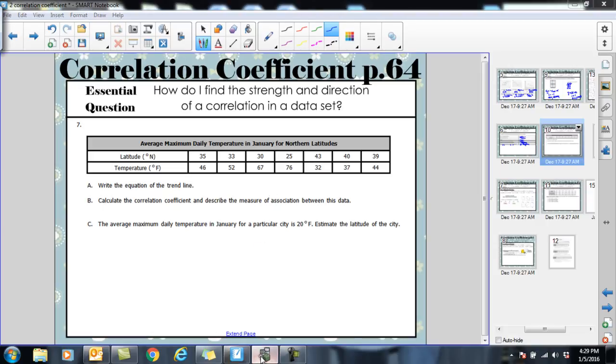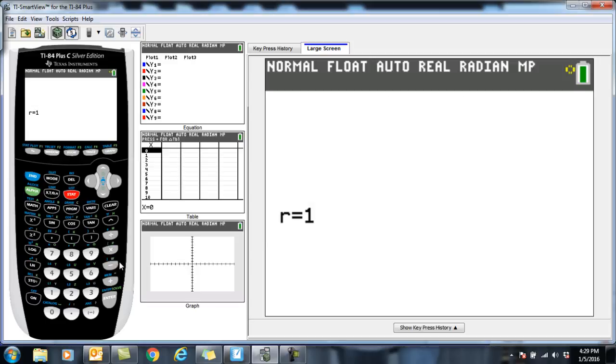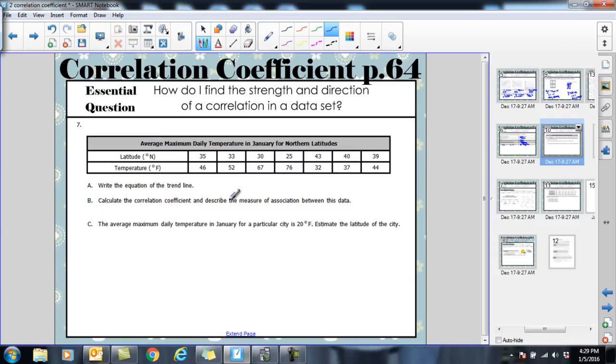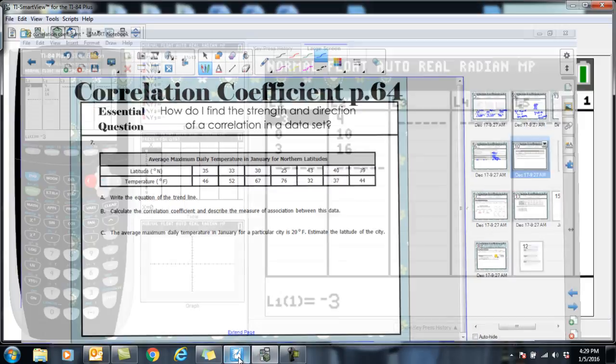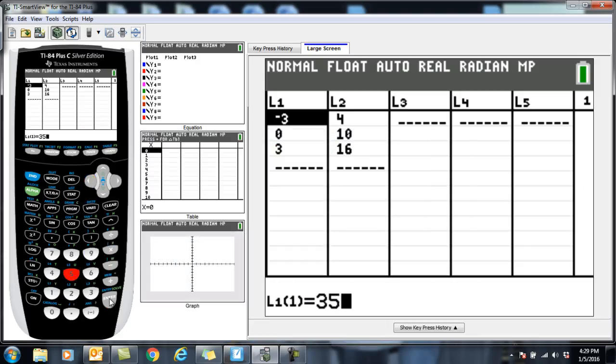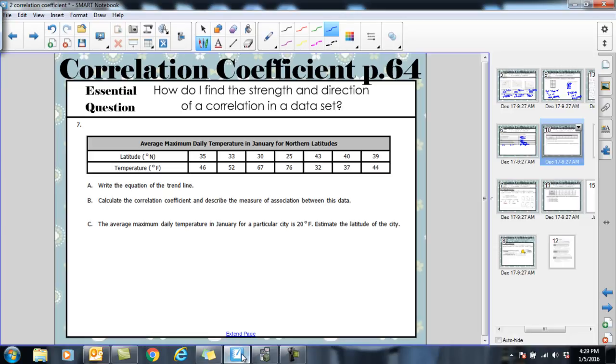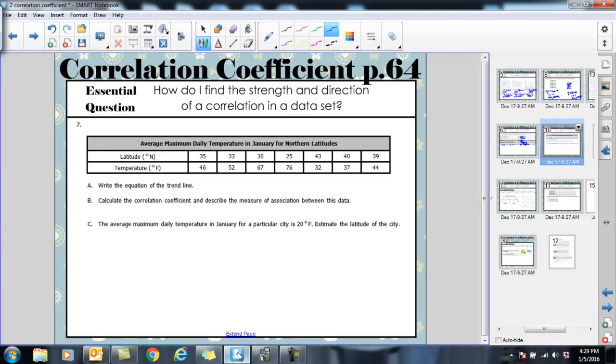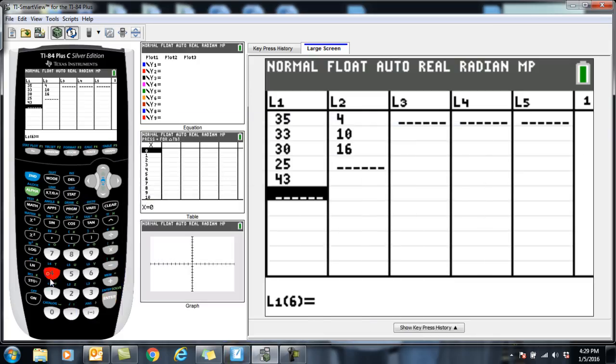So I've got to go to my calculator, go to Stat and Edit, and I need to enter these values. So in list 1, I'm going to put all my latitude values. So I have 35, 33, and 30. 35, 33, 30. And then I have 25, 43. And then 40 and 39.